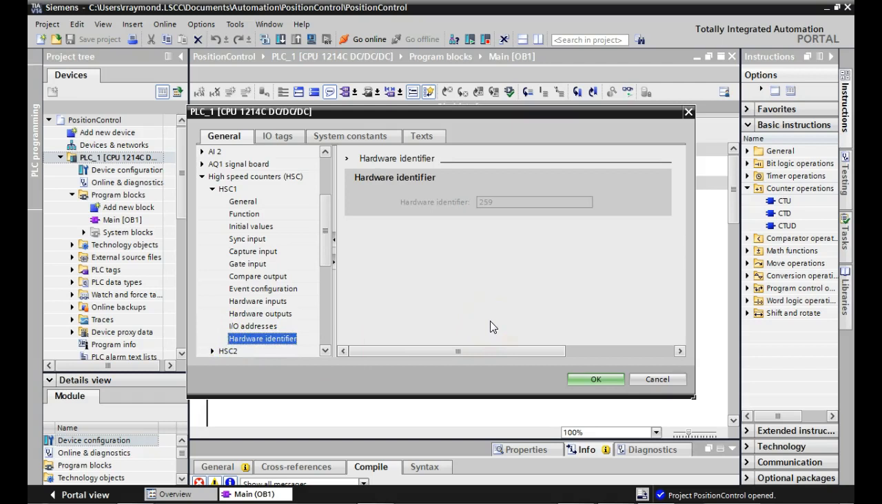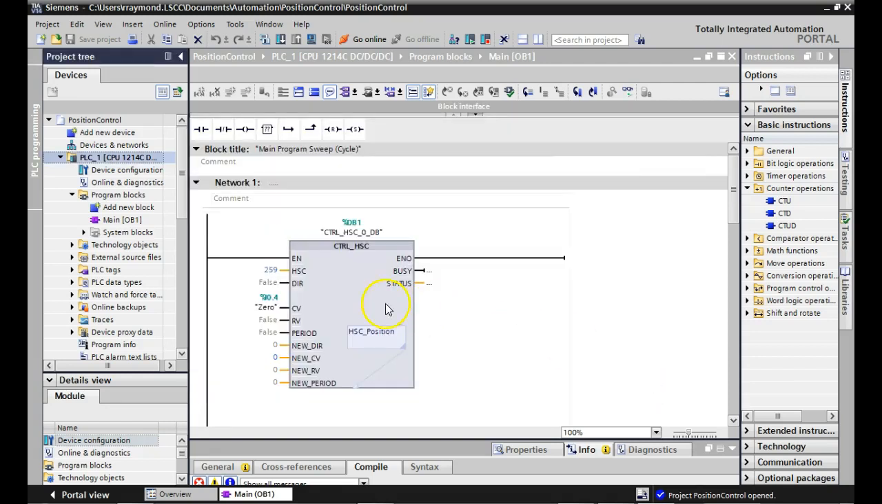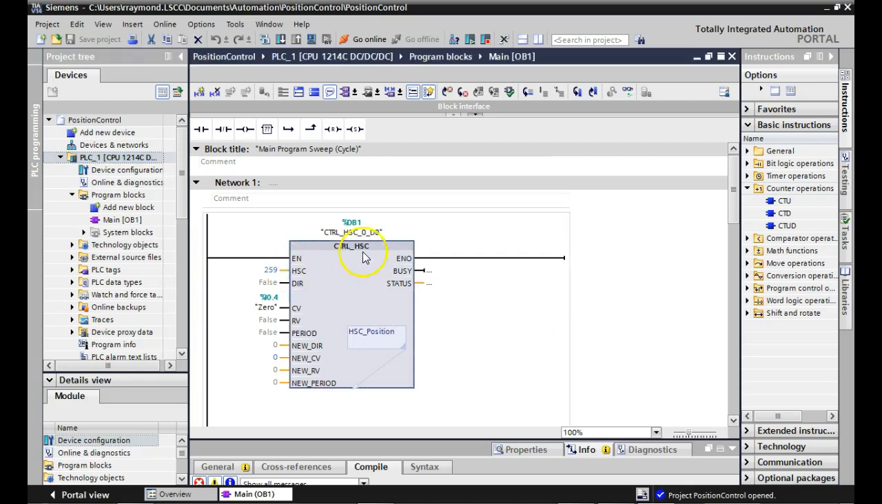And then we have the hardware identifier. This basically gives us the ability to identify this guy to the processor. And this you cannot change. You got to remember, 259. Everybody okay? So when I come up and set up my high-speed counter, this is the control. This is the high-speed counter identifier. And what did I put right there? 259, right? Does that make sense?